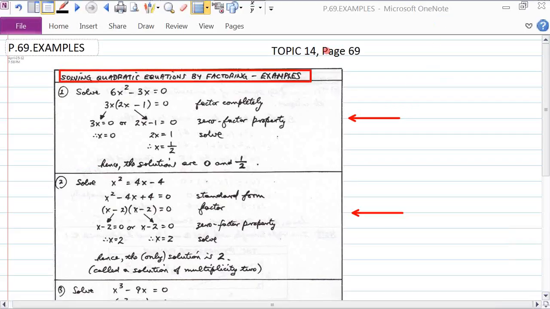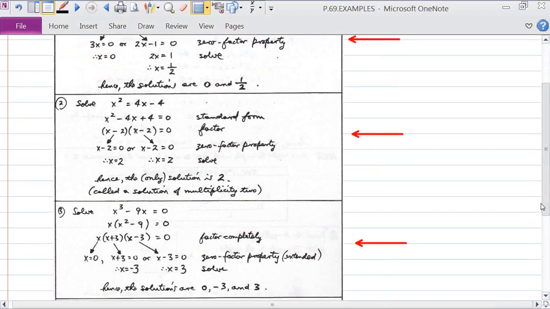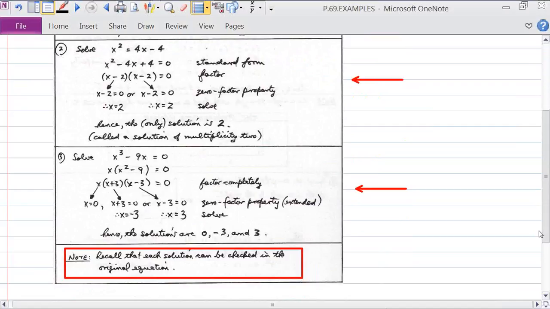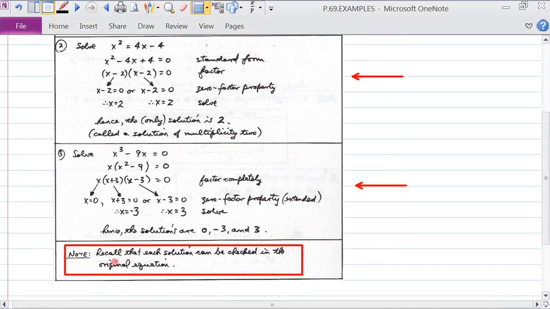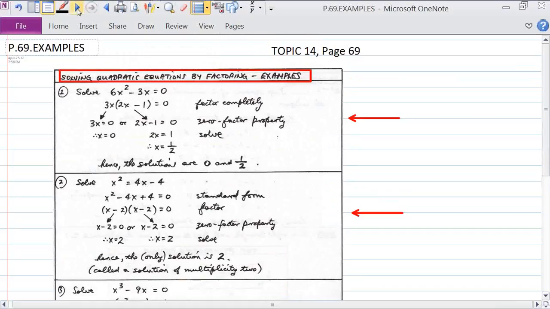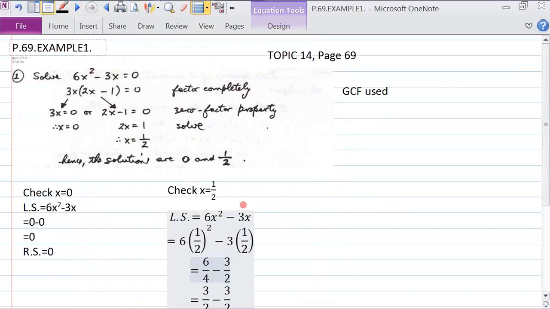We're on page 69, topic 14. We're going to solve quadratic equations by factoring. On page 69 we've got three problems. I'm going to do all three of these problems and go over them. The most important thing we learn here is that each solution can be checked in the original equation. So we're going to do that too. Let's start with example 1.